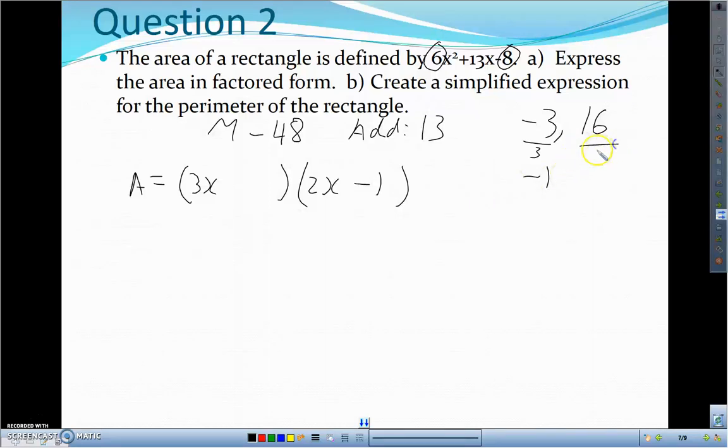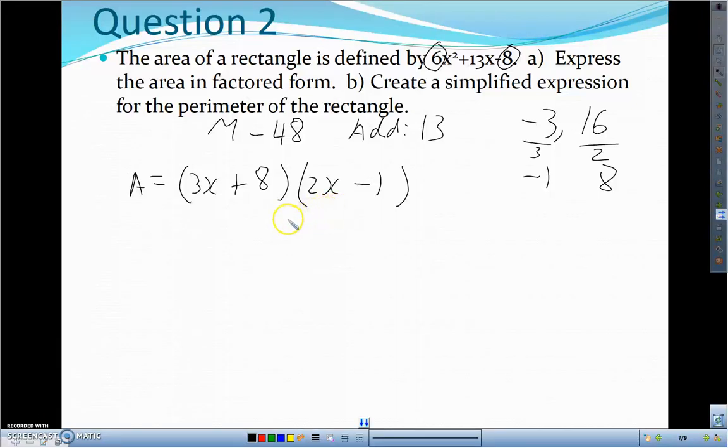And then I'm going to divide this 16 by 2. That turns to 8. So that plus 8 comes over here. And the reason why this works is 2 times 8 will be the 16. And the 3 times the minus 1 is minus 3. 16 plus minus 3 is going to be the 13x that we're looking for. So we have now created a factored form for the area.